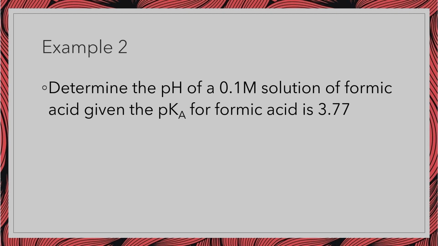Okay, so here's another one. Determine the pH of a 0.1 mole per liter solution of formic acid, given that the pKa for formic acid is 3.77. So what we have to do with this one, let's highlight the numbers that we've got. We know it's a 0.1 molar solution. We have been given that the pKa of formic acid is 3.77.